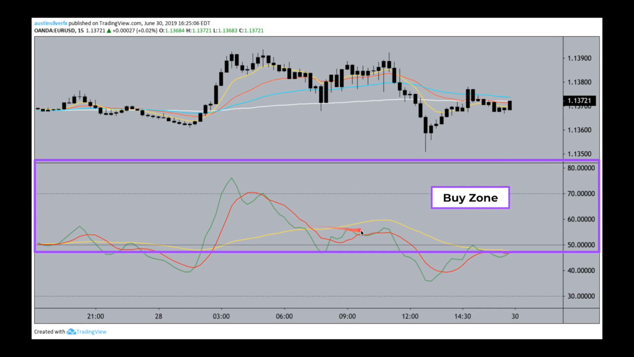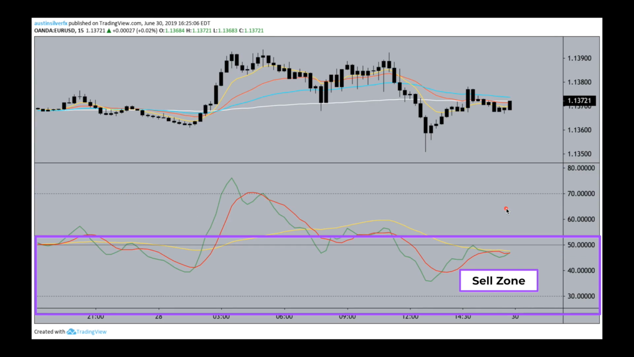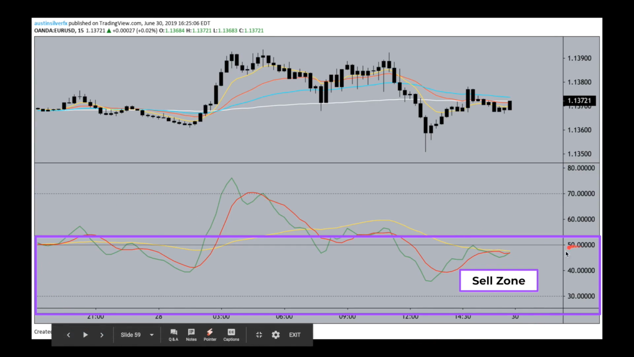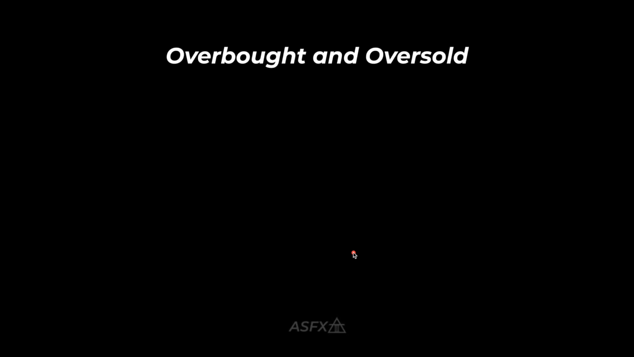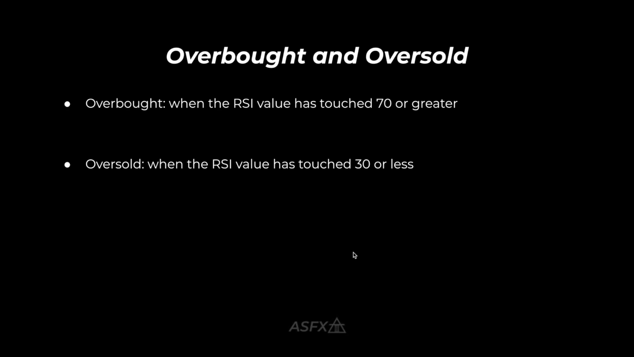So here I have the buy zone marked off for you. And here you can see I have the sell zone under that 50 value right there marked off for you as well. You can also determine, and I mentioned this already, overbought and oversold. When the RSI has touched 70 or greater, that's going to be overbought. So when the RSI has touched 30 or lower, that's going to be oversold.